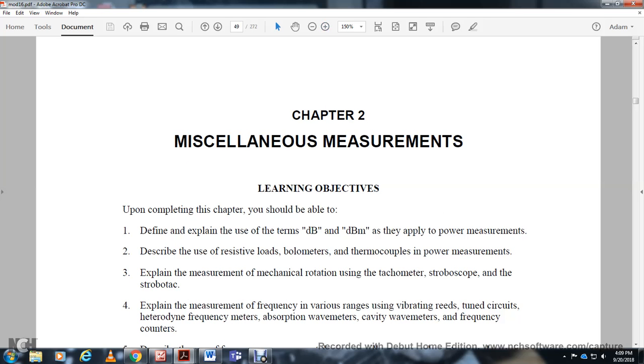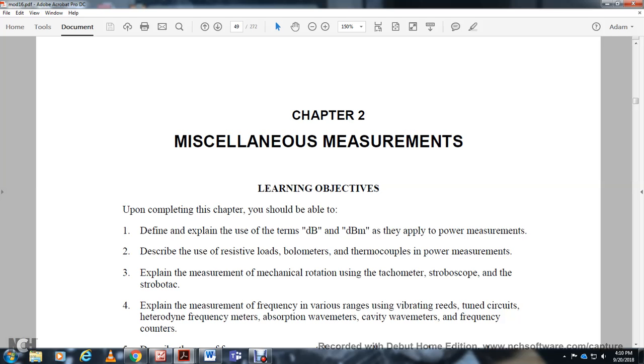Learning objectives: upon completion of this chapter, you should be able to define and explain the use of the dB and the dBm, the decibel meter, as they apply to power measurement. Describe the use of the resistor, the bolometer, and the thermocouple in power measurements. Explain the measurement of mechanical rotation using the tachometer, strobe scope, and stroboscope.